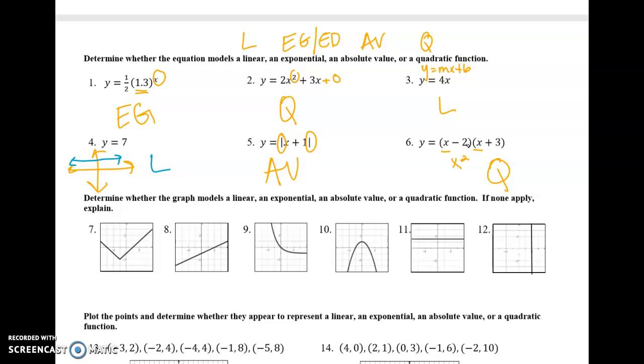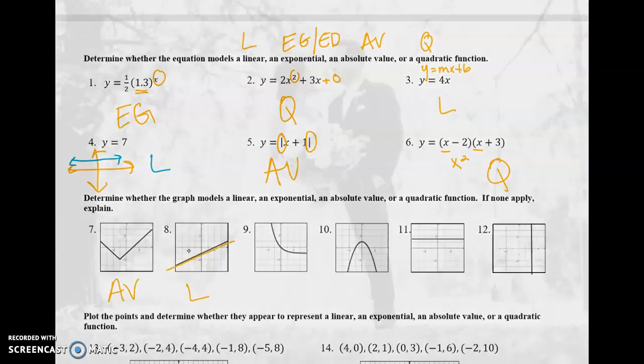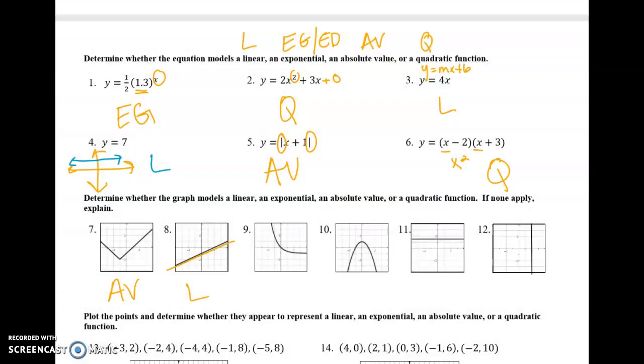Looking at the graphs should be pretty easy. 7 is absolute value. 8's a straight line, so that's linear. 9 is exponential. Reading from left to right, it's going down, so that's an exponential decay. Number 10 is a quadratic. The reason it's upside down is because it's being reflected. That's good to know.